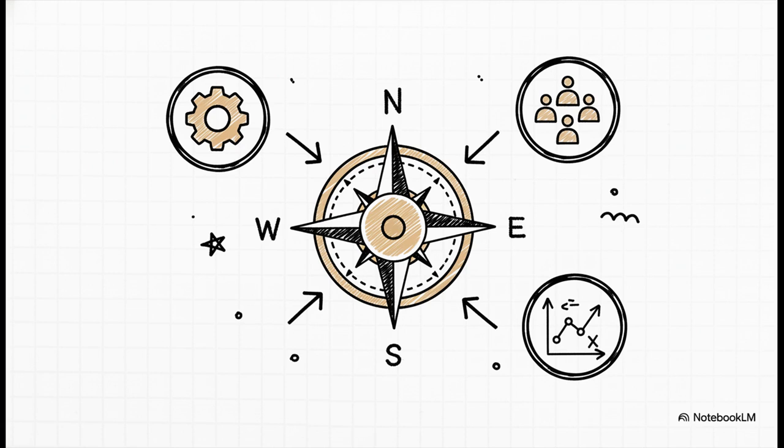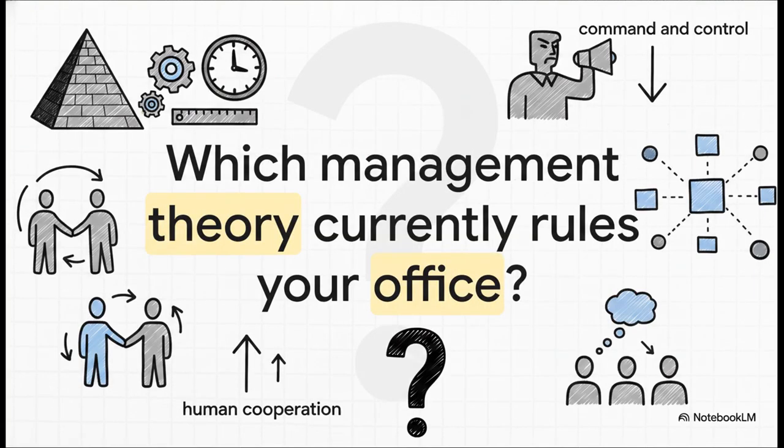For instance, a manager might need to rely on strict classical command and control during a severe financial crisis, but then smoothly transition to a human resource approach to foster collaboration during a creative product brainstorming session. It's all about what fits the situation. We've traveled from the massive logistics of the ancient pyramids through the mechanical stopwatches of the classical era into the human-centric behavioral movements, all the way up to modern systems thinking and advanced math.